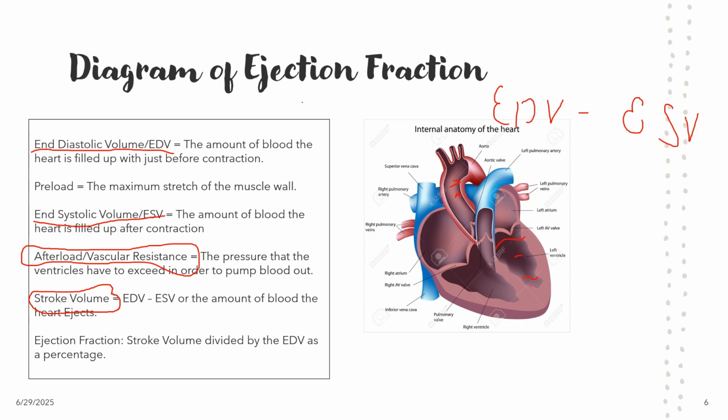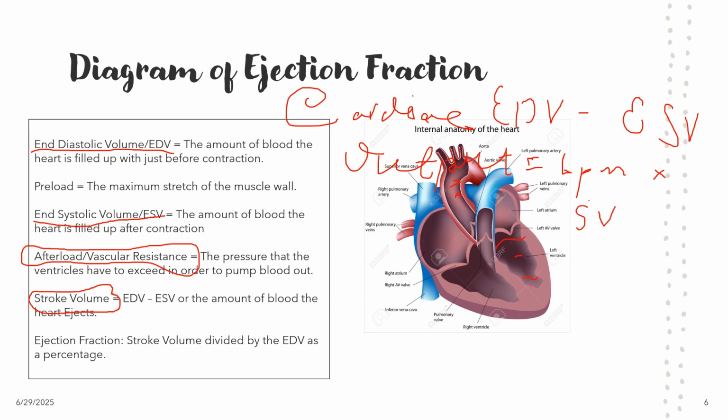And now, a quick note here: cardiac output. Don't mind my handwriting. Cardiac output is basically equal to the number of beats per minute times the stroke volume, or basically how much blood the heart ejects within 1 minute. And that's something to note as well.